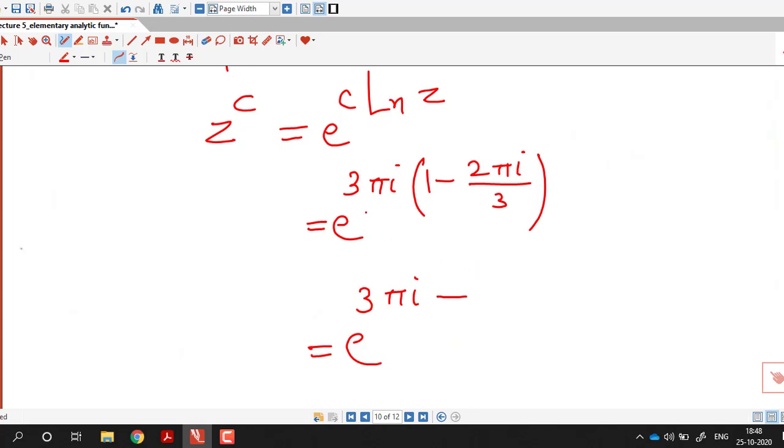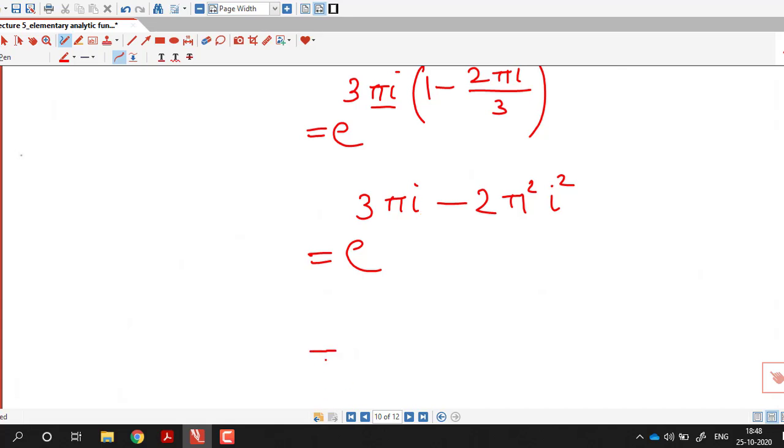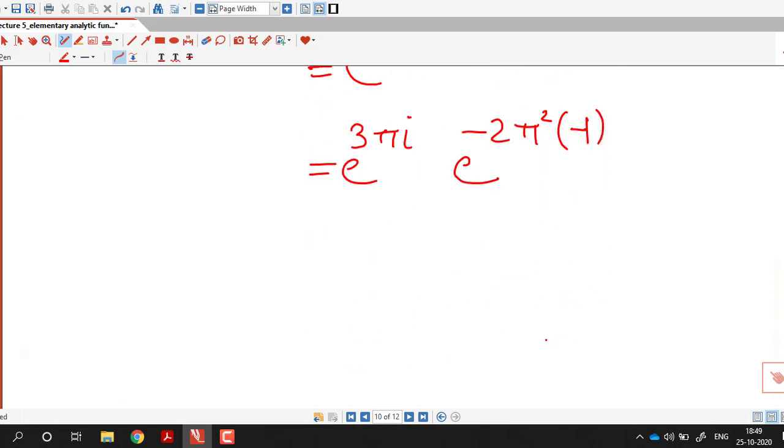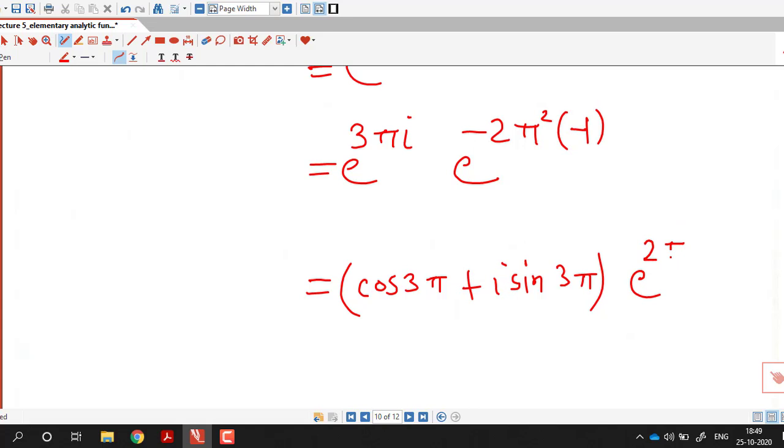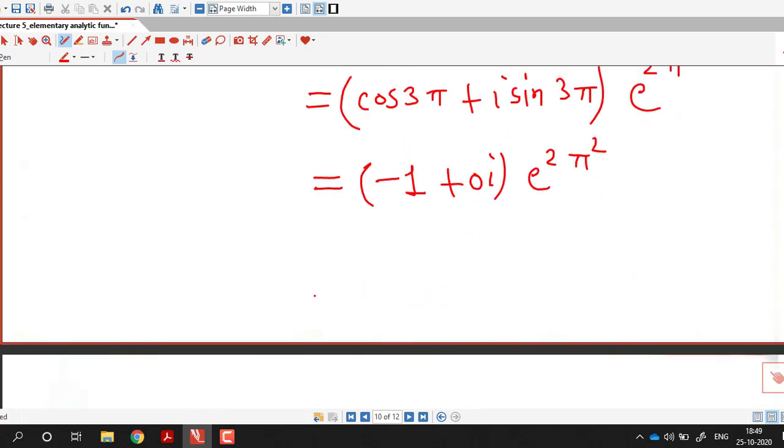e to the power 3 pi i minus 3 will cancel out, and we have 2 times pi square into i square. Pi i into pi i is pi square i square, 3 will cancel out, and we have minus 2. This we can rewrite by using the property of the exponential function, as e raised to 3 pi i times e raised to minus 2 pi square i square, and i square is minus 1. So now again using Euler's formula, e raised to 3 pi i is nothing but cos 3 pi plus i sin 3 pi, and this is multiplied by e to the power 2 pi square. Cos 3 pi is minus 1 and sin 3 pi is 0. So this is nothing but minus 1.